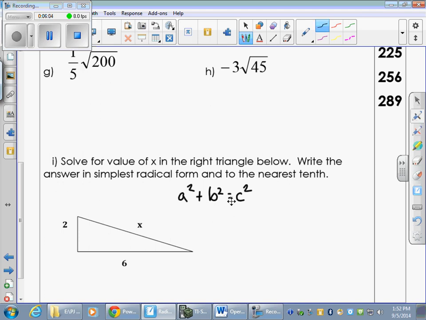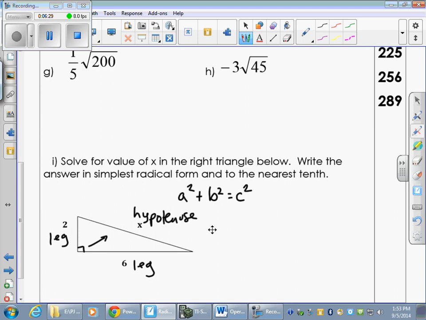You probably remember it as this: a squared plus b squared equals c squared. Let's review what those letters represent. The a and the b represent the legs of a right triangle. The legs are the two sides that meet to form the right angle. They also happen to be the shortest sides. The c is the hypotenuse, and that's the side that's always across or opposite from the right angle.